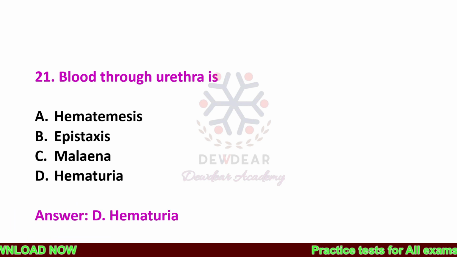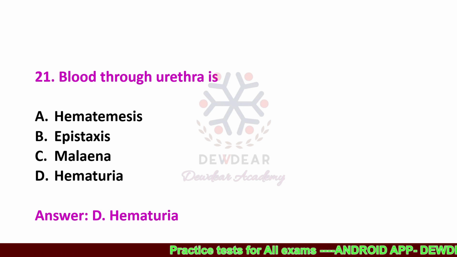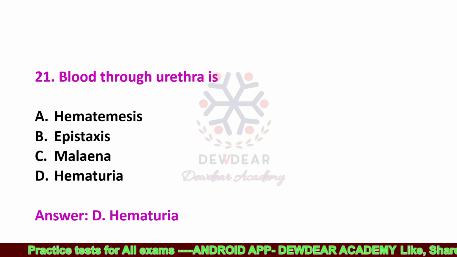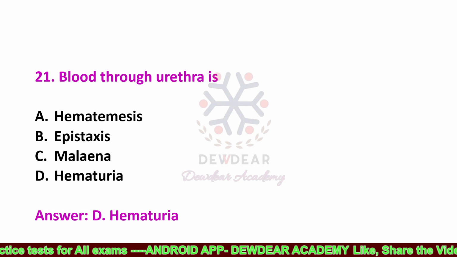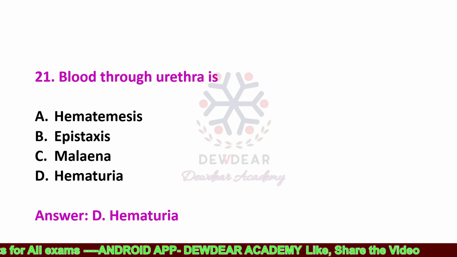Blood through urethra, hematuria. Then hematemesis, we know it is vomiting of blood. Then epistaxis means bleeding through the nose, and melena is related with the stool. So hematuria is blood passing through urethra.